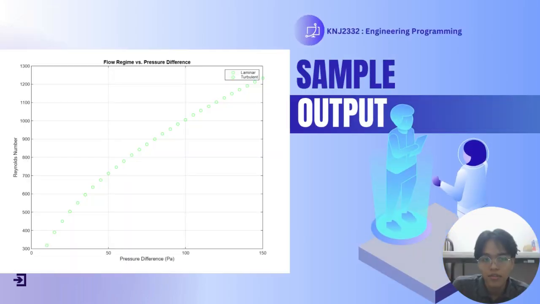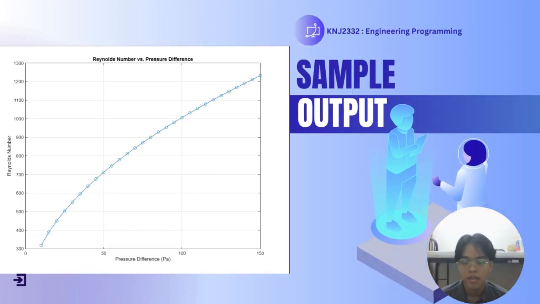This is the graph of flow regime versus pressure difference from our sample output. This graph categorizes the flow regime based on Reynolds number, giving a visual representation of the transition from laminar to turbulent flow as pressure difference increases. By observing the flow regime graph, engineers can design systems to operate within specific flow regimes to achieve desired performance. For example, in HVAC systems, maintaining laminar flow can ensure quiet and efficient operation, while in industrial mixing processes, turbulent flow might be necessary to achieve uniform mixing. Understanding and controlling the flow regime is thus essential for optimizing system performance and longevity.